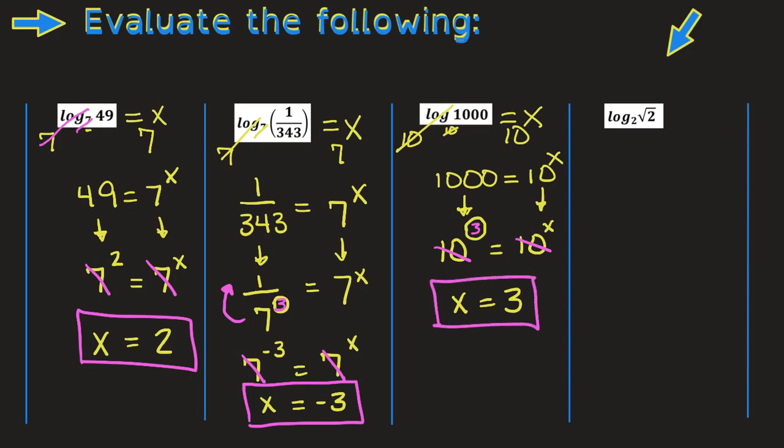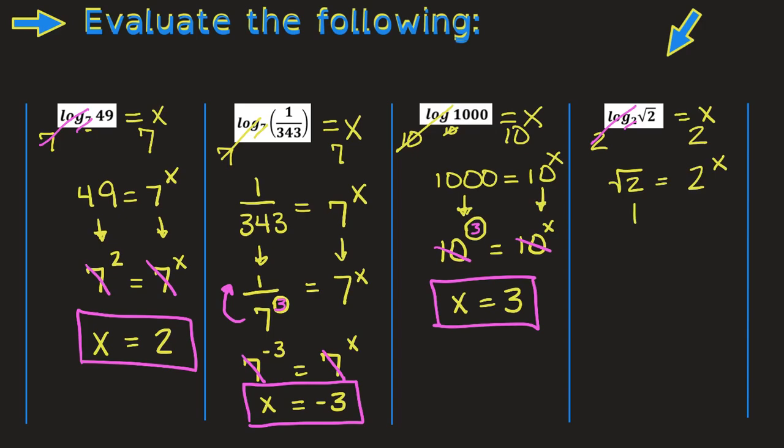All right, our next and final example, I set equal to x. Our base is 2, so we're going to exponentiate using the 2 on both sides. The log base 2 and the 2 cancel, leaving me with the square root of 2 equals 2 to the x power. Now, how can I rewrite this so I have the base of 2 on both sides?